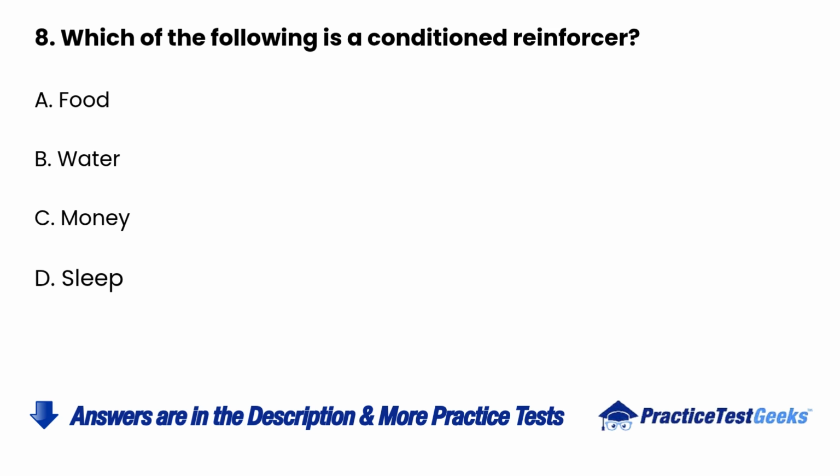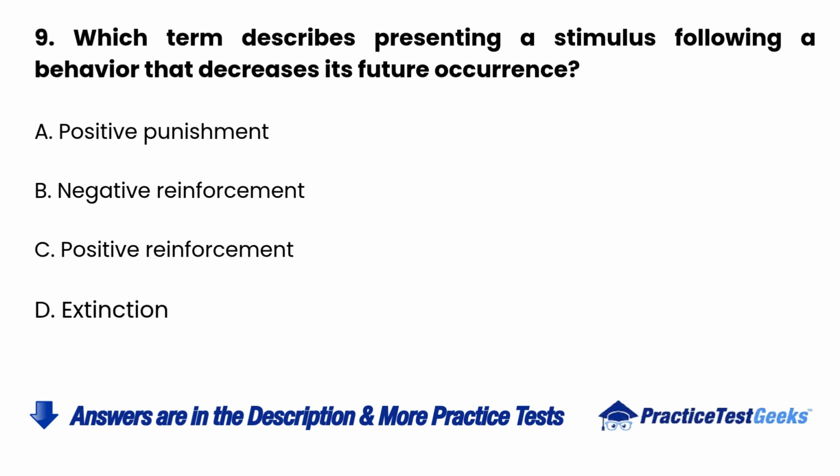8. Which of the following is a conditioned reinforcer? A. Food. B. Water. C. Money. D. Sleep. 9. Which term describes presenting a stimulus following a behavior that decreases its future occurrence? A. Positive punishment. B. Negative reinforcement. C. Positive reinforcement. D. Extinction.